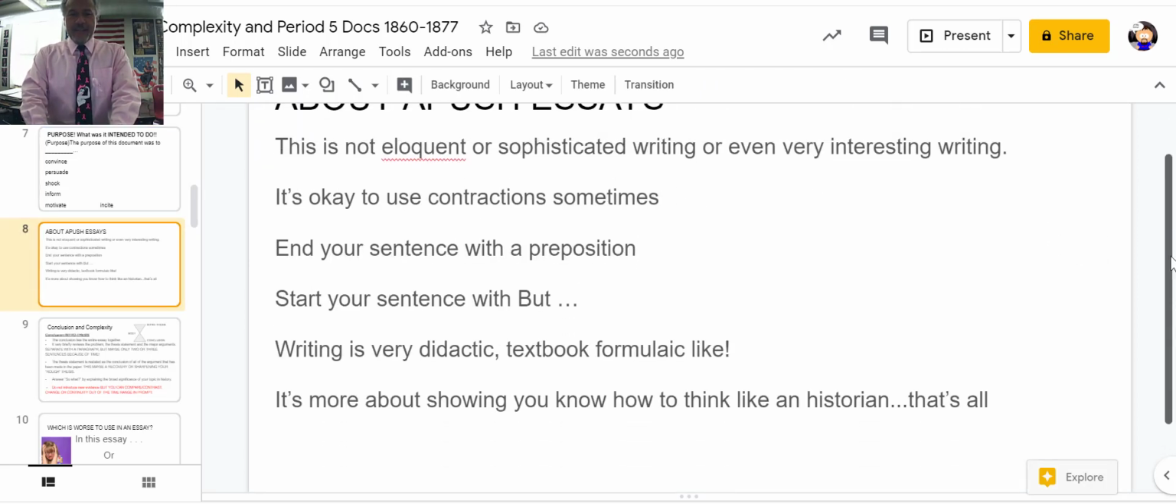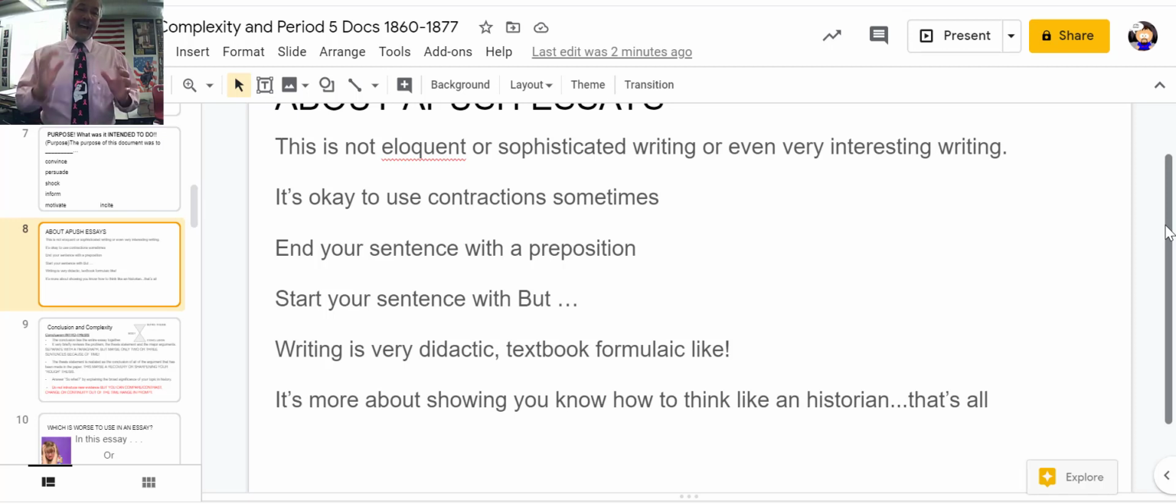About AP essays. I don't know why "eloquent" seems like they think it's misspelled. Just some general things again here. AP essays are not eloquent or sophisticated writing, or even very interesting writing. It's not riveting, as you notice with your textbook. You have to remind yourself of that, because maybe there's a few of you who really appreciate good writing. You get obsessive over your grammar, you get obsessive over being very polished and good looking, and you've got those good English grammar skills that you want to abide by.